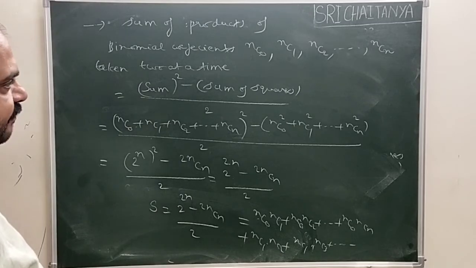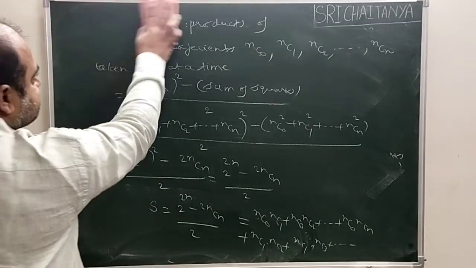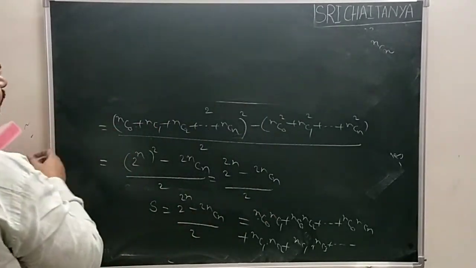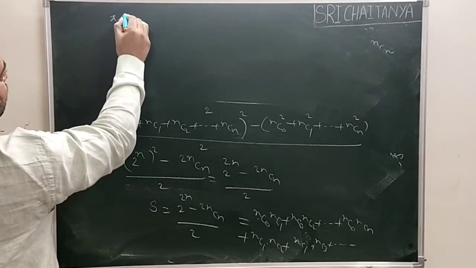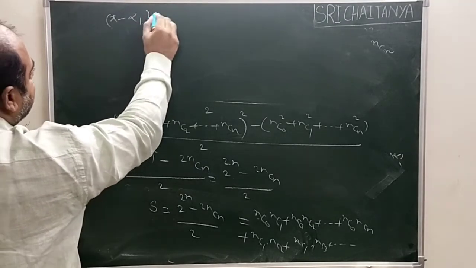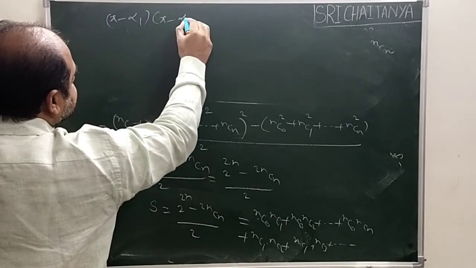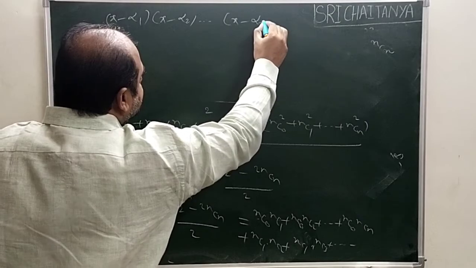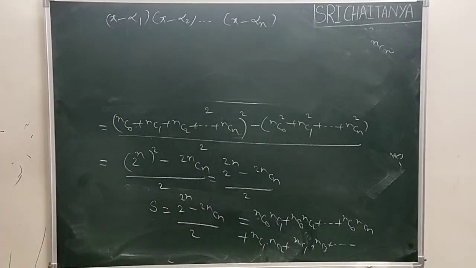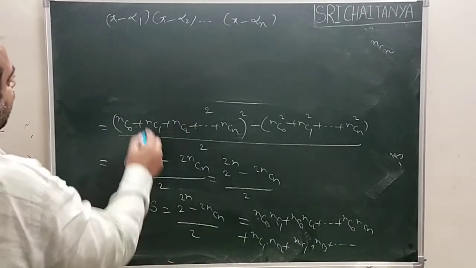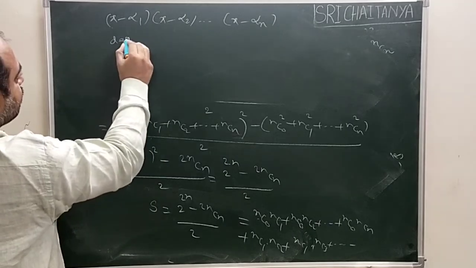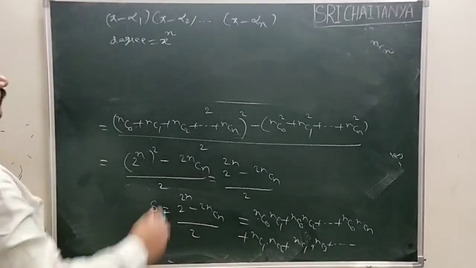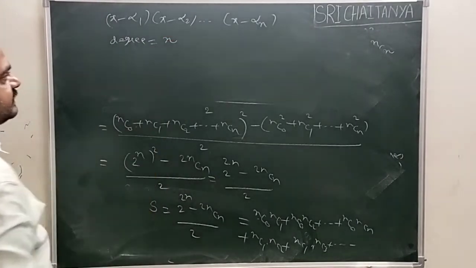Now let us see the example on this. Suppose a polynomial is like this: x minus alpha 1, x minus alpha 2, and so on, up to x minus alpha n. Like this polynomial is there. What is the degree here? Degree of the polynomial is n, n roots are there.